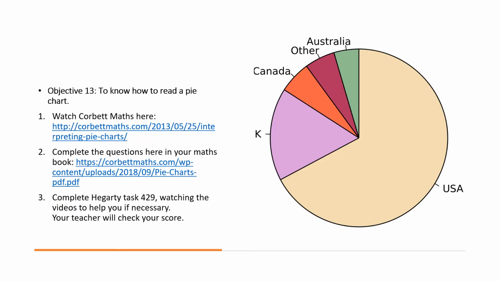Then to finish with, we will be looking at how to read a pie chart, which uses percentages, it uses our understanding of ratio to do some statistics, to represent data in a way, again, from a perspective that you might not have seen otherwise.